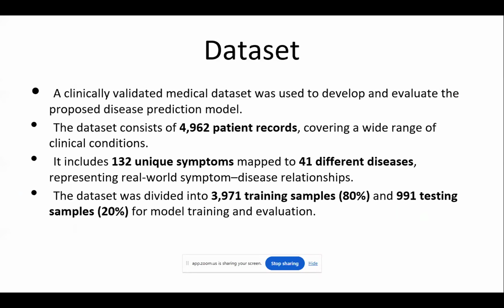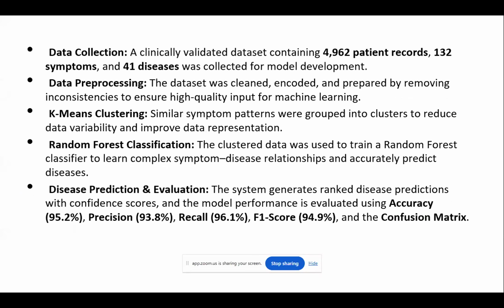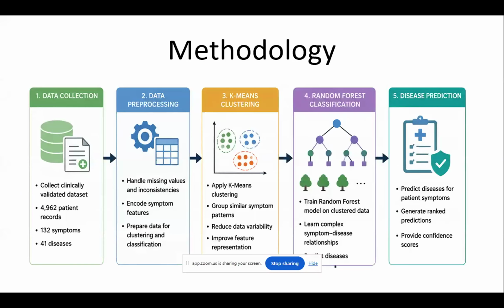The dataset, this is what I was explaining previously. Our methodology consists of five major stages. First, we collected the data consisting of 4,962 patient records, 132 symptoms, and 41 diseases. And then pre-processing was applied.